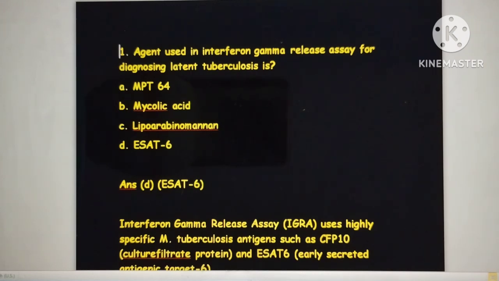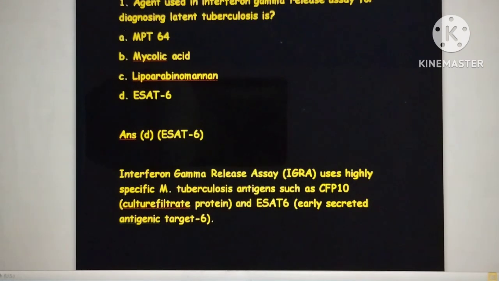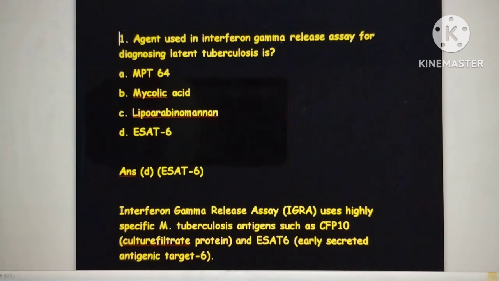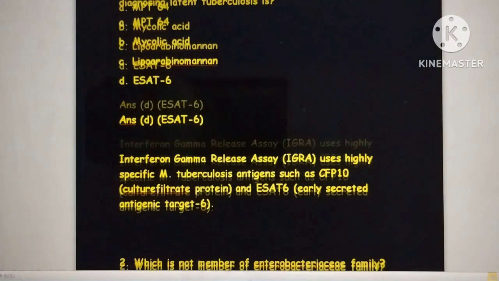The interferon gamma release assay uses specific Mycobacterium tuberculosis antigens. You want to remember these two: CFP-10, that is culture filtrate protein 10, and ESAT-6, early secreted antigenic target 6. So these are used in the IGRA.